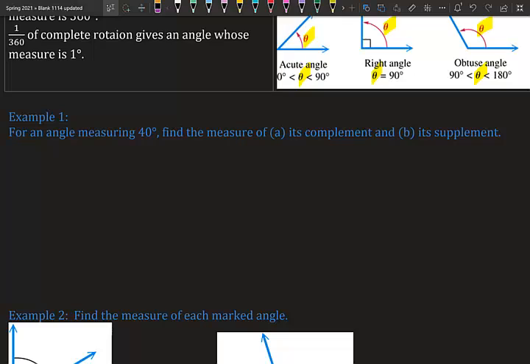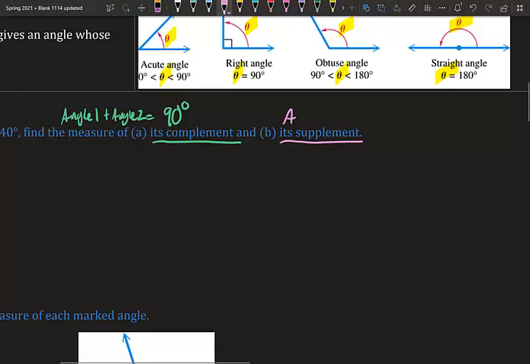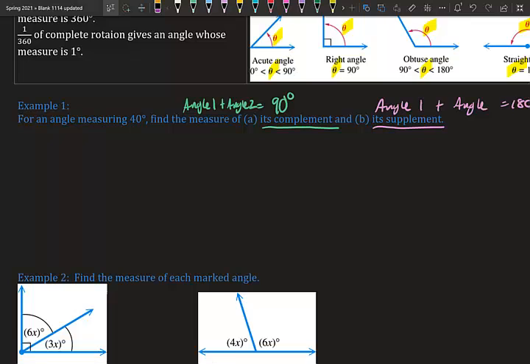For example 1, for an angle measuring 40 degrees, find the measure of A, its complement, and B, its supplement. So complement, remember that's 90 degrees. Remember that it's angle 1 plus angle 2 equals 90 degrees. Angle 1 plus angle 2 is 90 degrees. And then supplement is angle 1 plus angle 2 equals 180 degrees. That might be jogging your memory up a little bit.